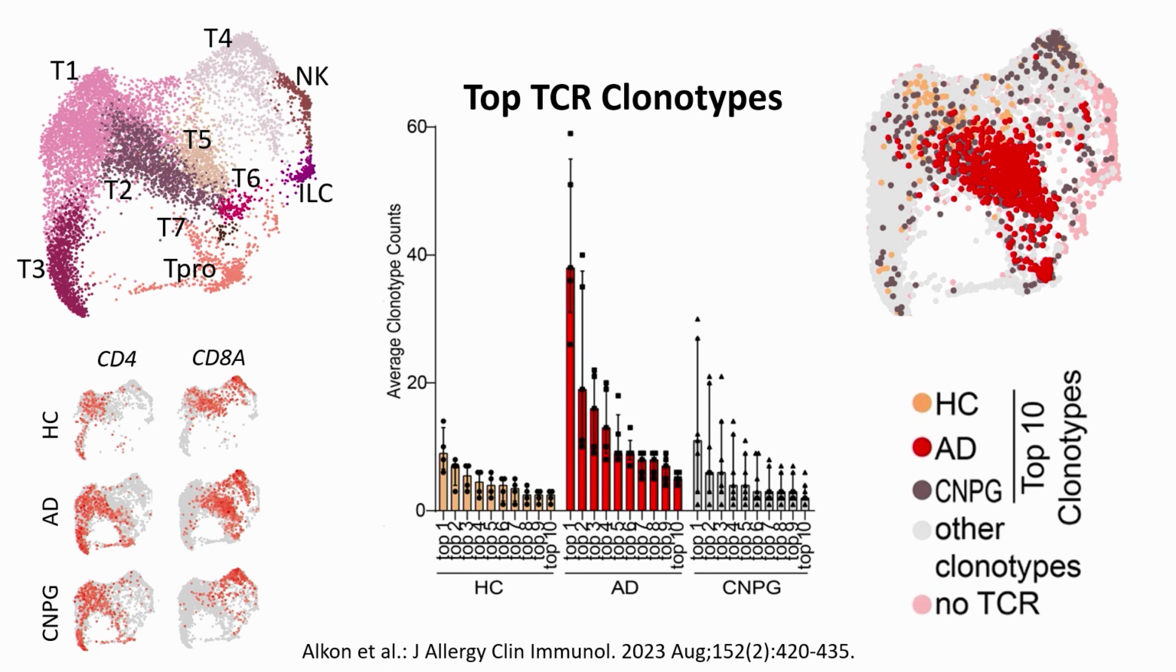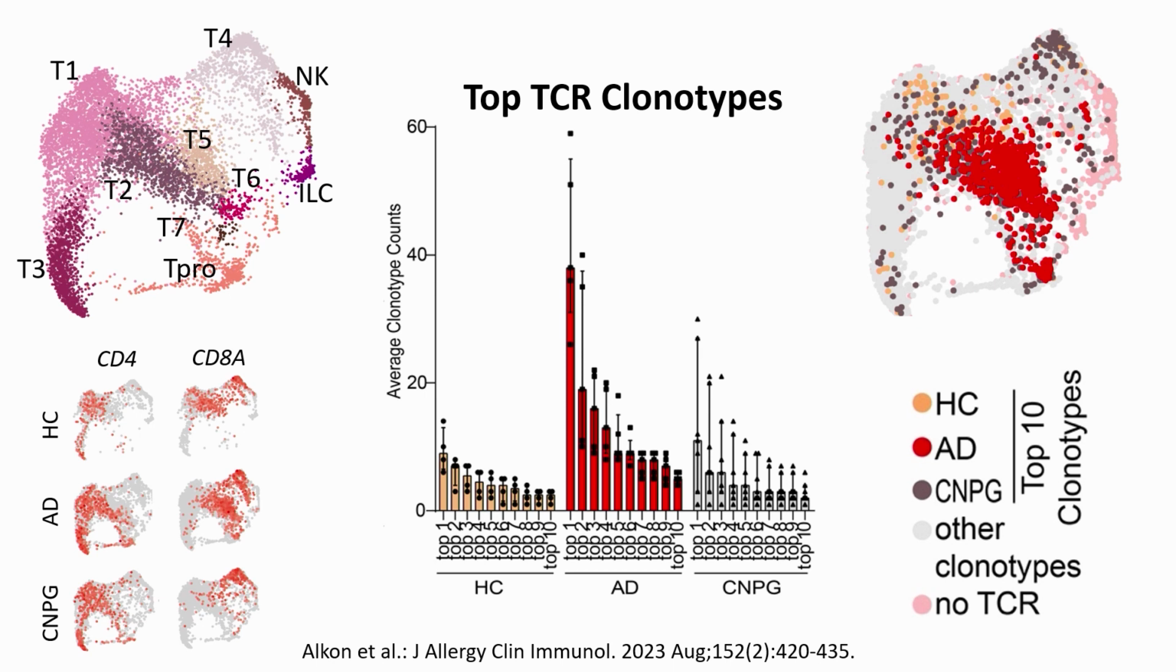But now by combining single-cell RNA sequencing with T-cell receptor sequencing, you can nicely map the top oligoclones in a sample, like in atopic dermatitis, for example, here, when you compare to chronic nodular prurigo and healthy controls. And you see that this class is really dominated by an increase in oligoclones of atopic dermatitis when you look at the top 10 oligoclones.